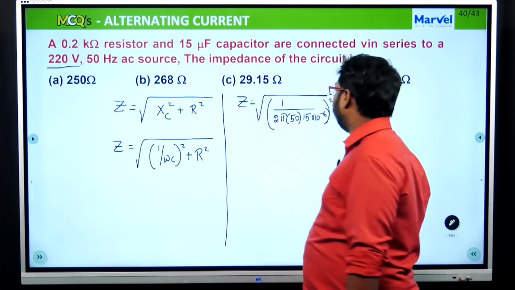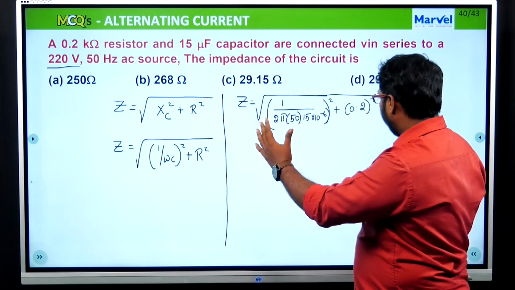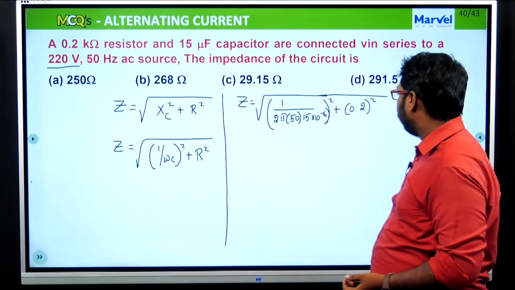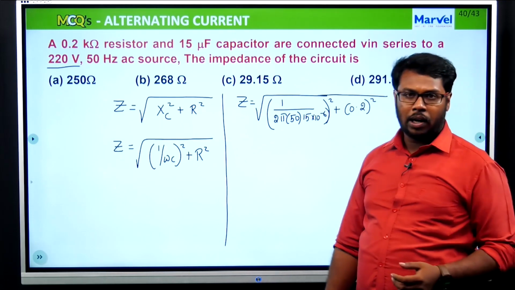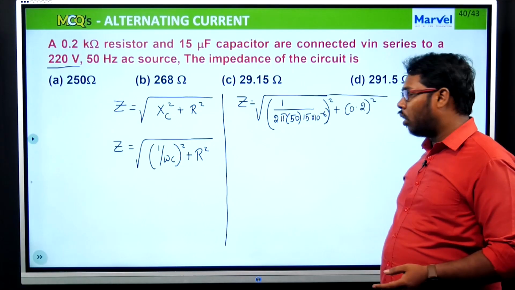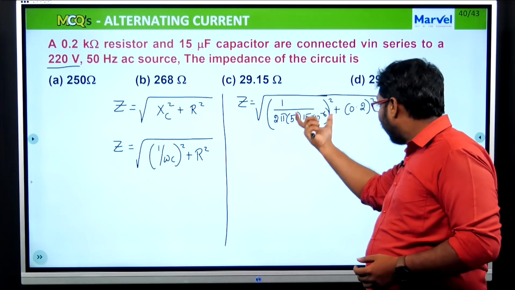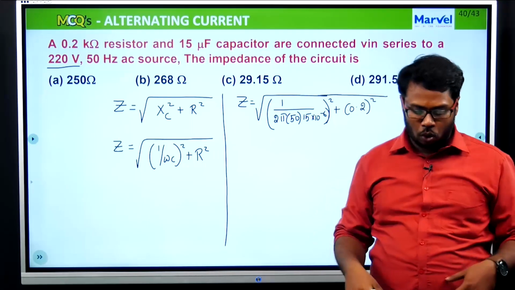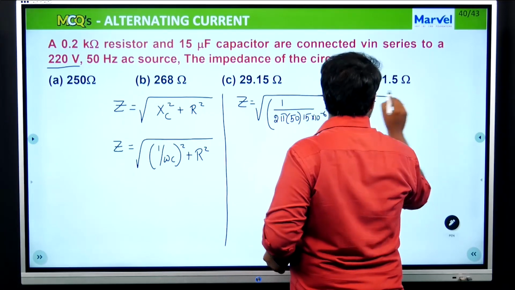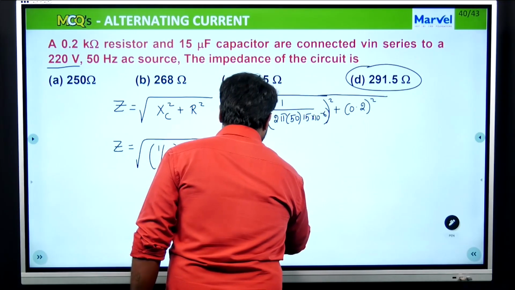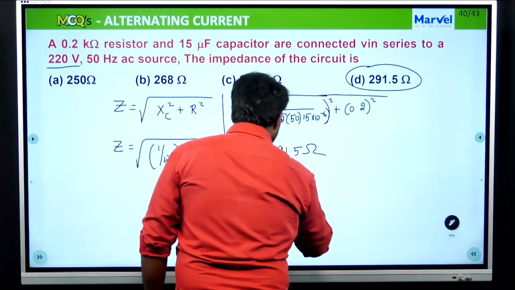So all you have to do is calculate the entire terms under the root. There is no other way other than painfully doing the calculation by hand, because we don't have any shortcuts for this. When you slowly reduce all the terms inside the square and under the root, the answer is going to be 291.5 ohms. I want you to calculate on your own.